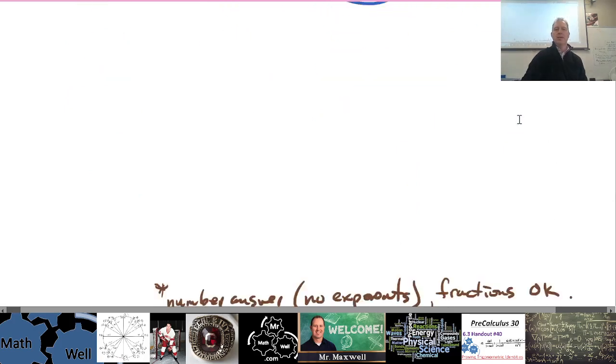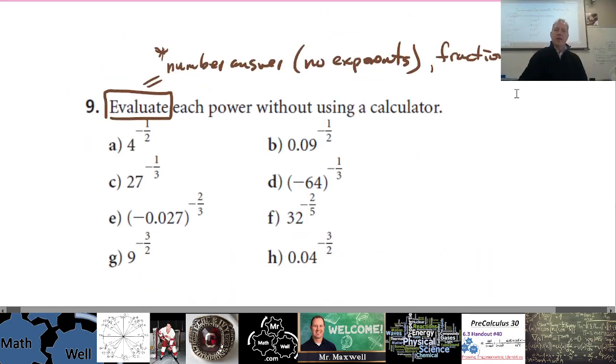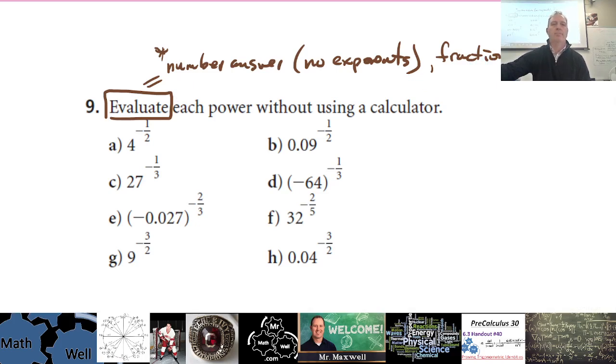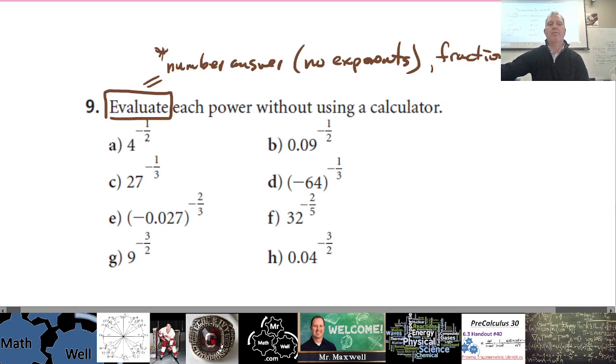Okay, let's spend a little bit more time on number 9 here. Let's evaluate each power without using a calculator. Now, please remember that evaluating means I want number answers, no exponents, no fractions. Well, fractions are okay, but number answer. That's what evaluate means. Give me a number answer. Okay? All right, so 4 to the negative 1/2.